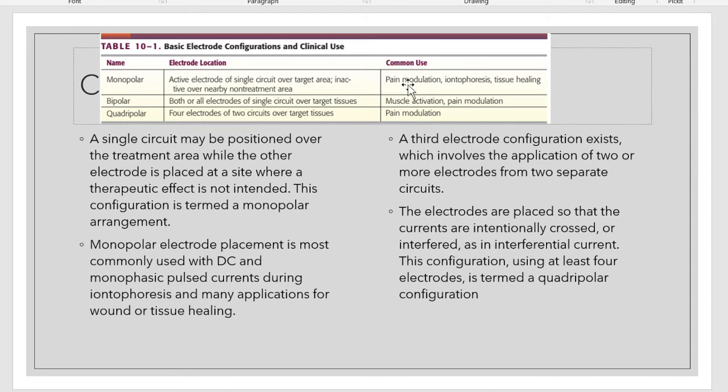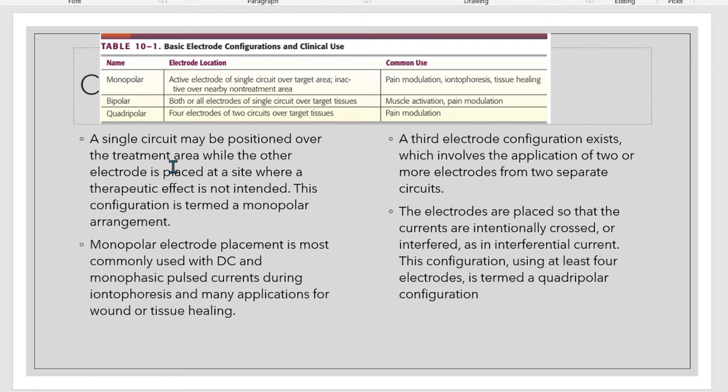So, it is used for brain modulation, iontophoresis, and tissue healing. Bipolar, both electrodes have a single circuit over target tissues. So this is used for muscle activation and pain modulation also. Quadripolar, pain modulation lagi siya.